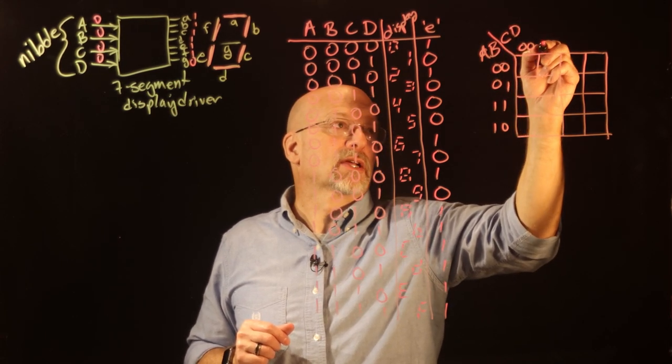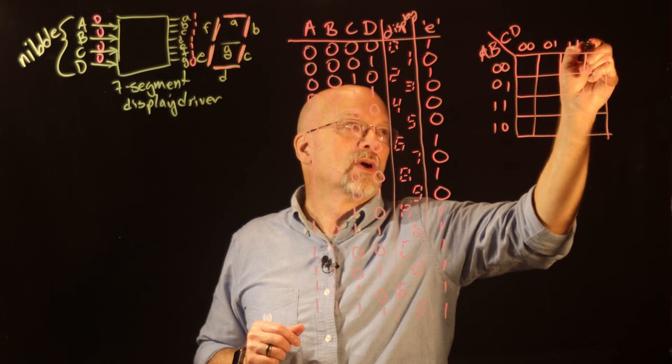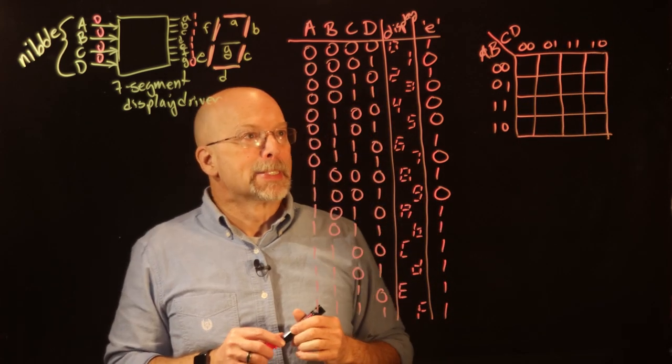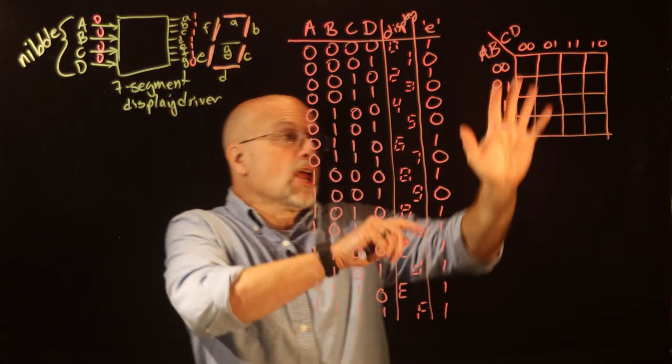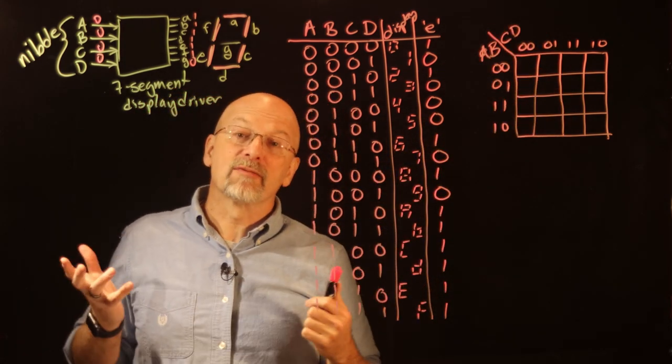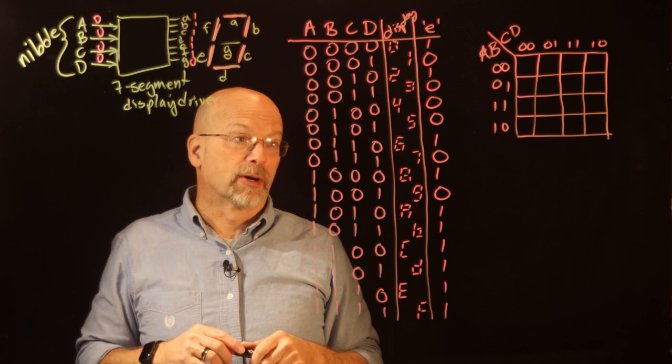So once again, with gray code, 00, 01, 11, 10. And now it's just a matter of taking this truth table and converting it over to this Karnaugh map so we can figure out what our rectangles are.